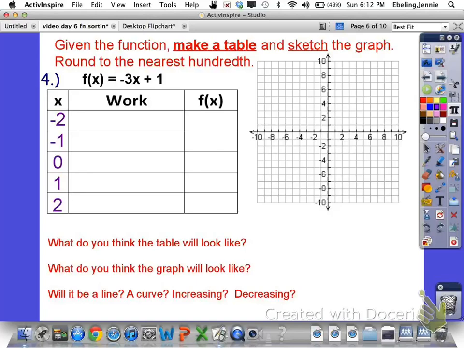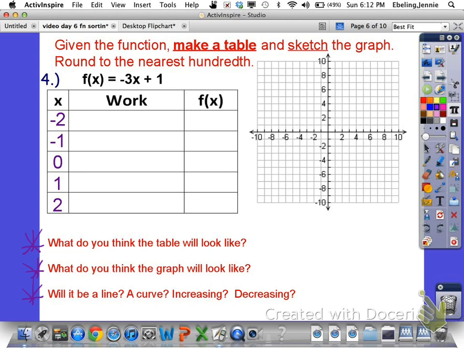But before we get started, I'd like you to answer some questions down here at the bottom of the page for me. There's some prediction type questions here. What do you think the table will look like? What do you think the graph will look like? Will it be a line, a curve, increasing, or decreasing? I'd like you to answer these questions first before we get started.